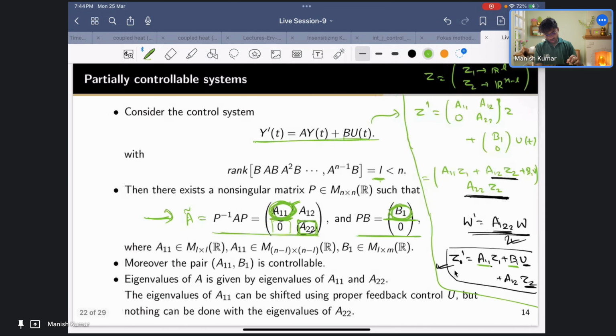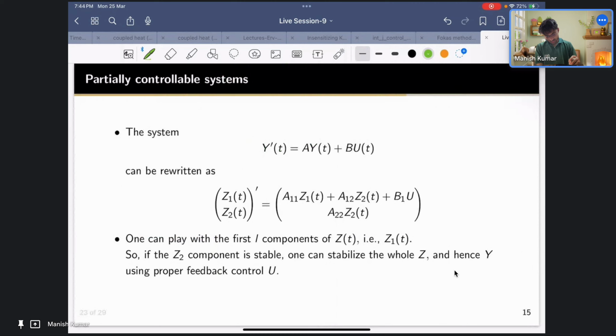So this was about partially controllable systems. This is what I have written here, what I just said.